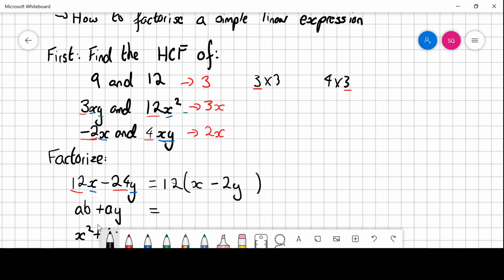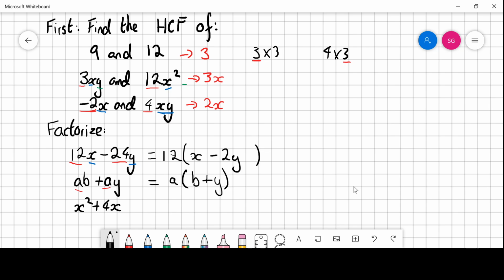Okay, so how would we factorize this next one? How would we group this up? Well, we've got an A in both sections, and that is the highest common factor, isn't it? A is the highest common factor of both of these. So AB divided by A is just B. AY divided by A is just Y. Great.